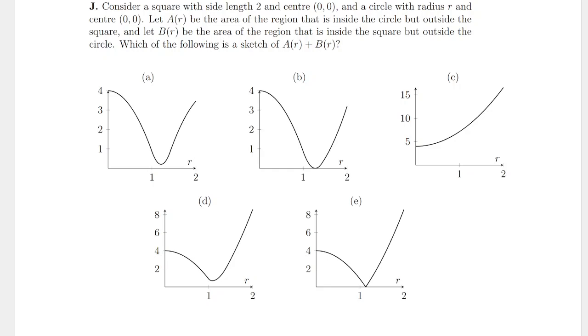Okay, last question then. Question 1J. Consider a square with side length 2 and center (0, 0), and a circle of radius r and center (0, 0). Let A of r, some function, be the area of the region that's inside the circle but outside of the square. And B of r is the region which is inside the square but outside of the circle. Which of the following is a sketch of A(r) plus B(r)?